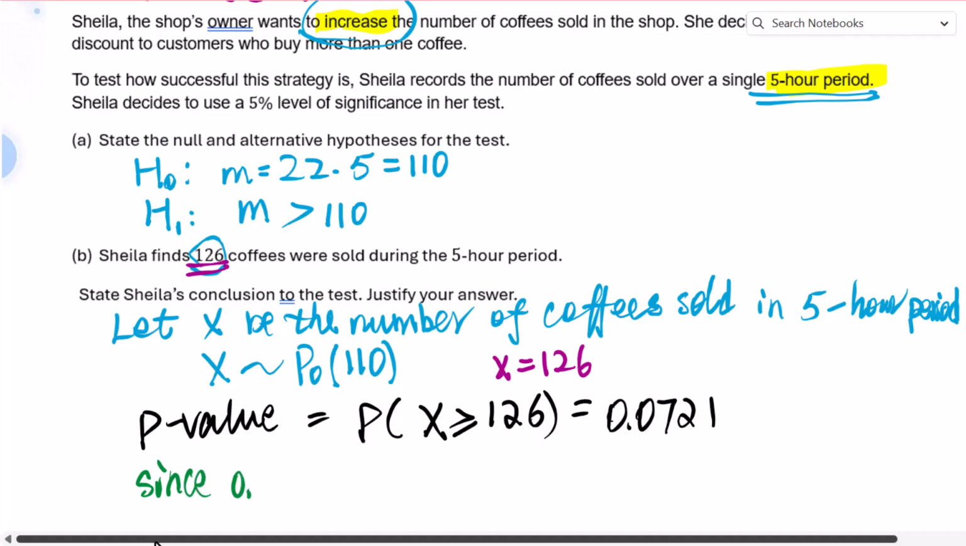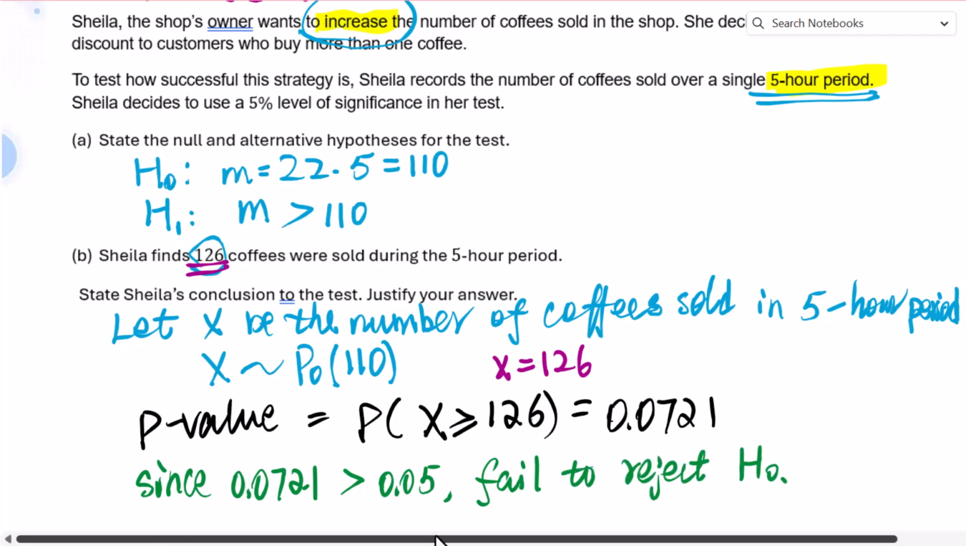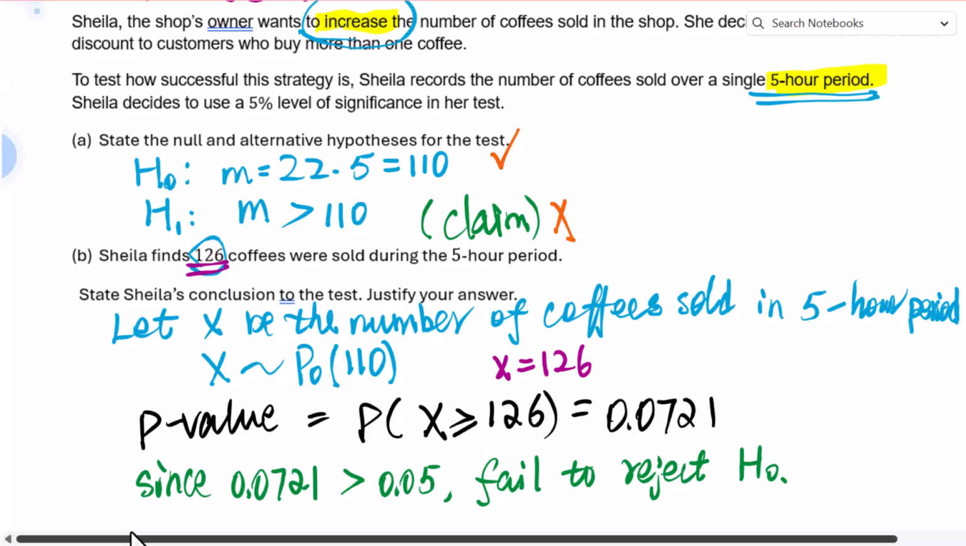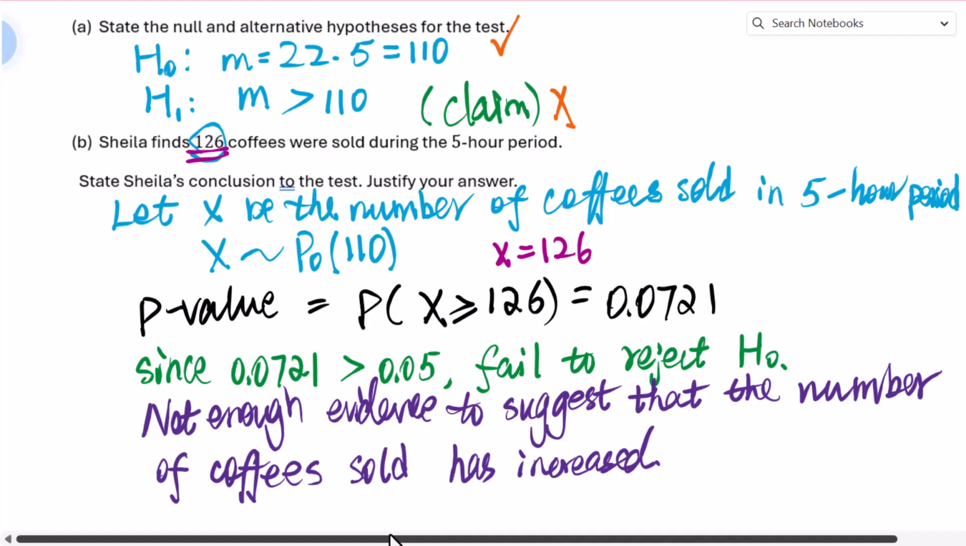Write down the conclusion. Since 0.0721 is greater than 0.05, fail to reject H0. Let's check which one is our claim. This is a claim. Fail to reject H0 means we are not in favor of H1. Claim with a cross means not enough evidence to suggest that the number of coffees sold has increased.